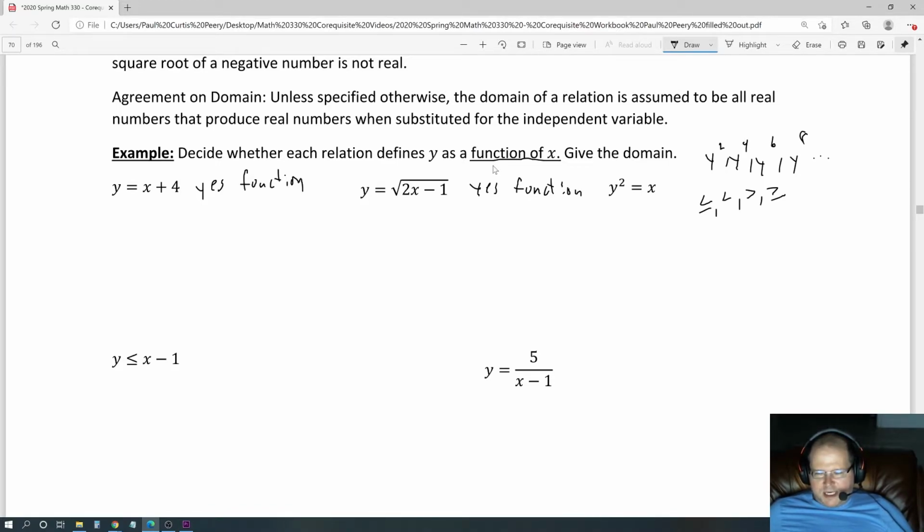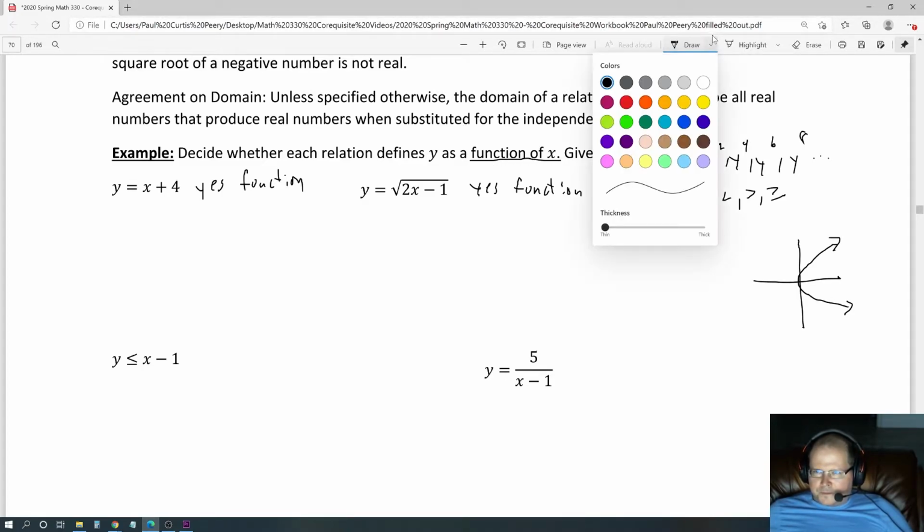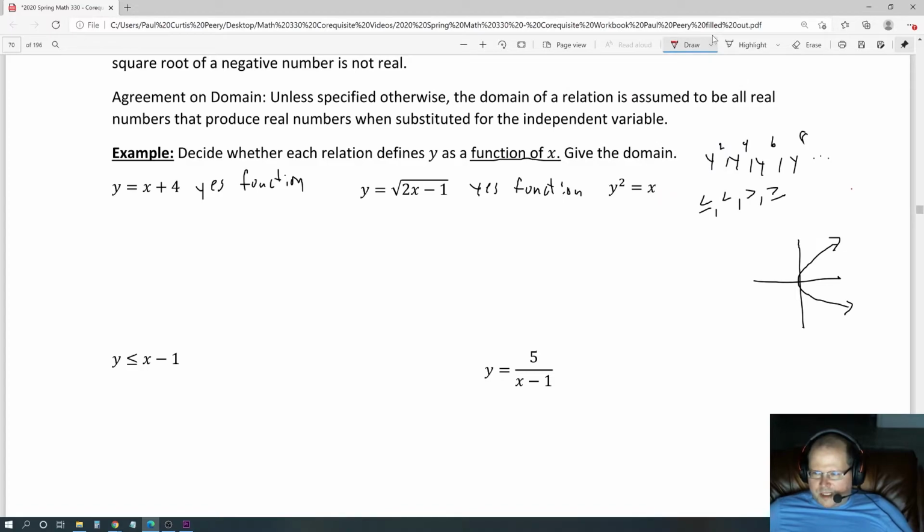Y squared is equal to x. So if I was to graph that out, I would see it like that for every x value, except right here at the origin where that's supposed to go through. You would see that it fails because it hits it more than once. So it fails the vertical line test, or you could look at it algebraically.